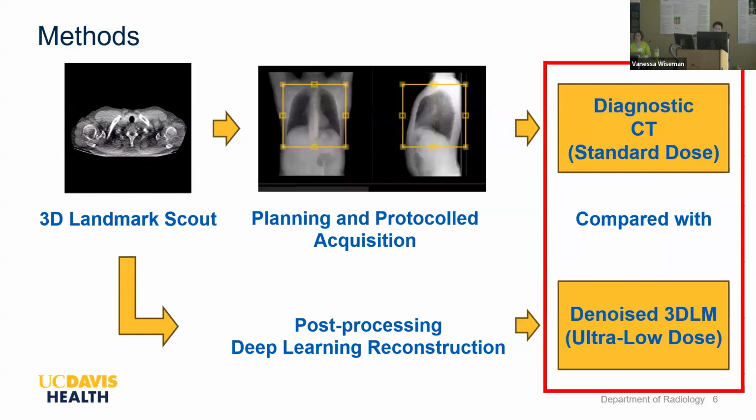This is a static schematic. The 3D landmark scout uses the same dose as a 2D scanogram, as I mentioned, to determine the proper scan length for the indicated diagnostic scan. Using this already existing data, we reconstructed those scans. So effectively, at the very end, what we have are two series to compare. One that is created per standard of care, and another without any additional dose.